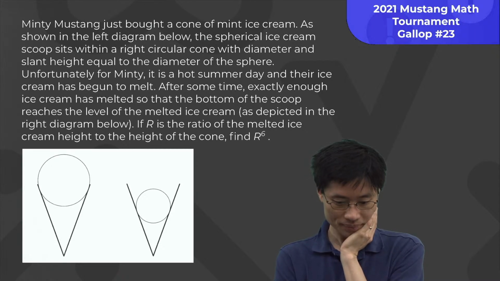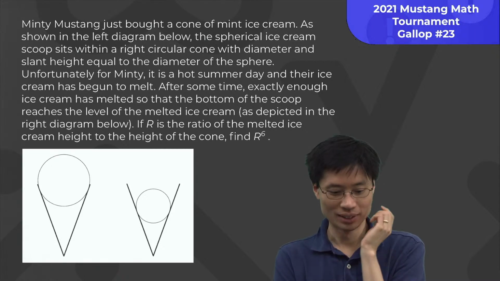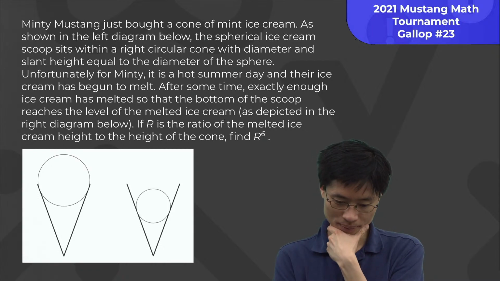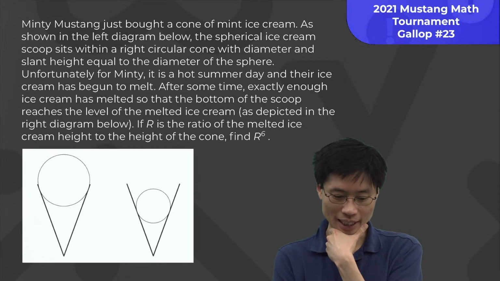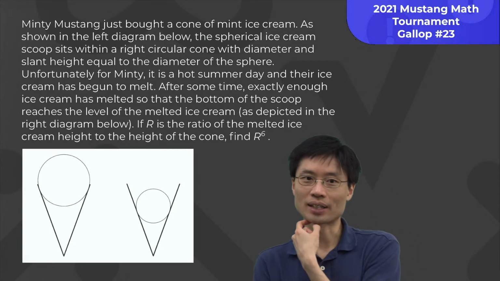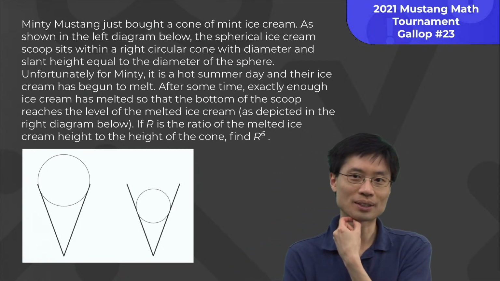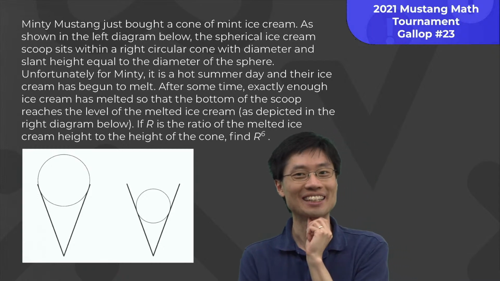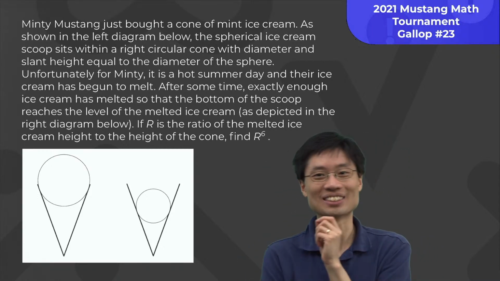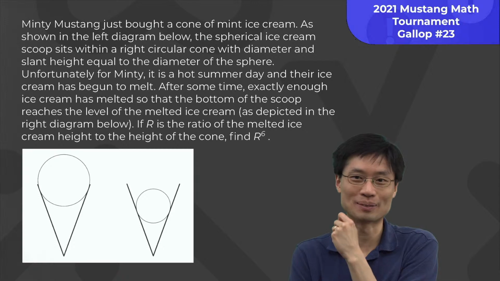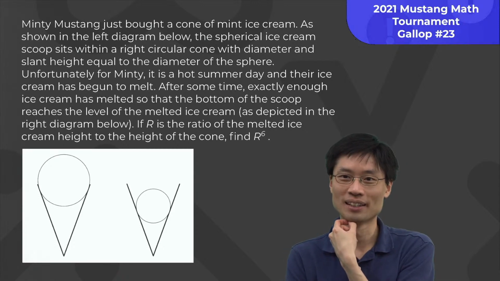Wow. Okay, so we have a spherical ice cream scoop, and we know that the diameter and the slant height are the same. I'm going to say this one's going to be something a bit more calculational. I know this thing can be done. I also know that we're running over time, so I'm not sure that we'd be able to do this one in just a few minutes anyway.